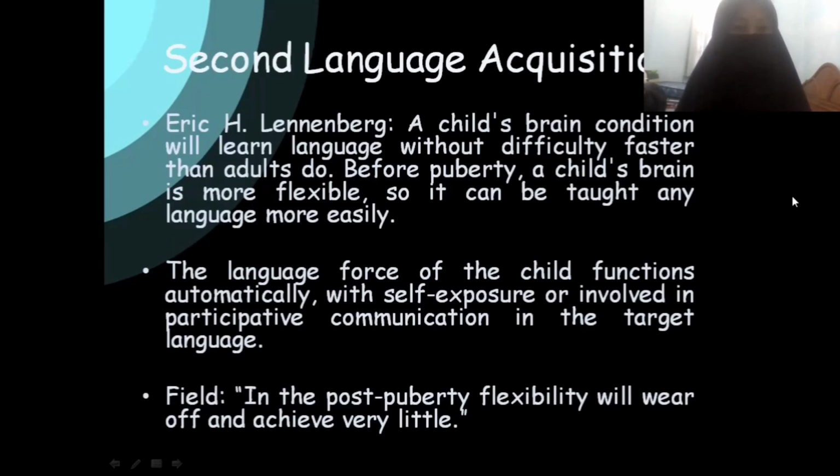Second language acquisition. It is better to listen to a language as early as possible. A neurolinguist, Eric H. Lenneberg, asserts that a child's brain will learn language without difficulty, faster than adults do. Before puberty, a child's brain is more flexible, so it can be taught any language more easily. The language faculty of the child functions automatically through self-exposure, by being involved in participative communication in the target language. According to Phil, in post-puberty, flexibility will wear off and adults achieve very little.